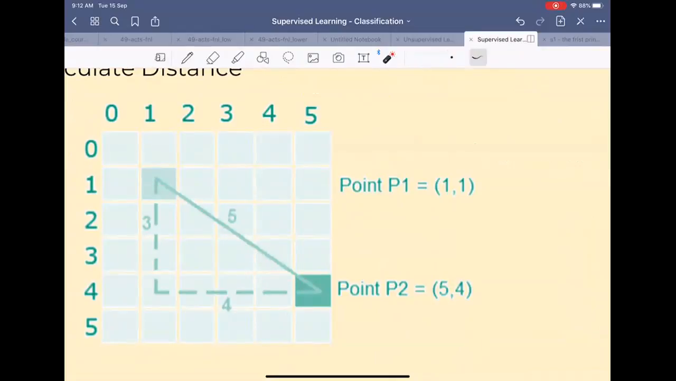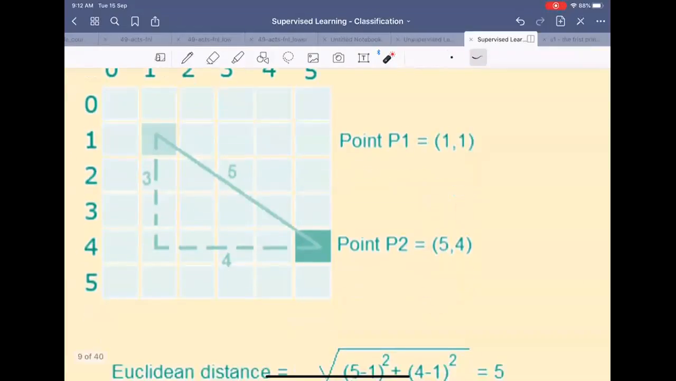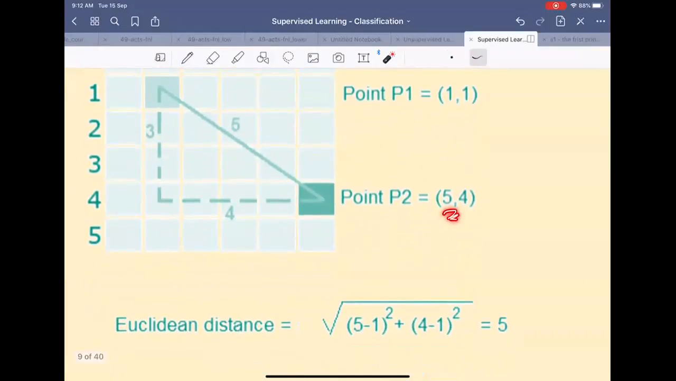You will simply say, okay, let me take this formula. Let me take the x coordinate of the second point and the x coordinate of the first point, the subtraction between the x coordinates, its square. The subtraction between the y coordinates, its square. We add all these terms up and take its square root. Whatever we get as answer, we will say is the Euclidean distance. Okay. So here we have seen it for a two-dimensional point, that is 1, 1 and 5, 4.